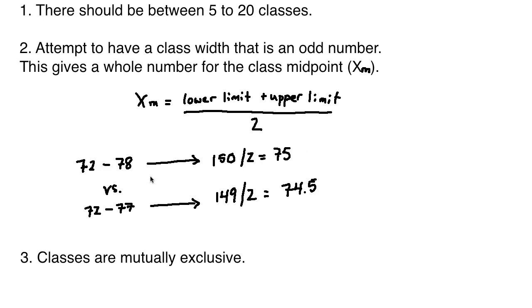And a lot of people look at 72 through 78 and they get confused because they're thinking of just subtracting them. But if you literally take your hand and count on it and include your first value and your last value: 72, 73, 74, 75, 76, 77, 78. That's a total of 7 values that fall within that range if you're including 72 and 78. And so 7 is an odd number, and that's why we're getting the nice whole number for the class midpoint.